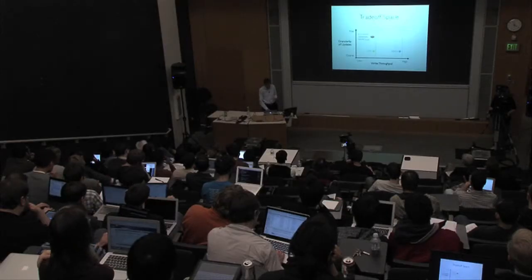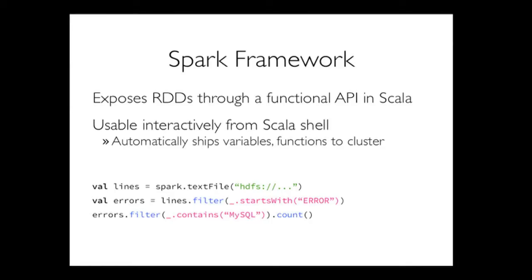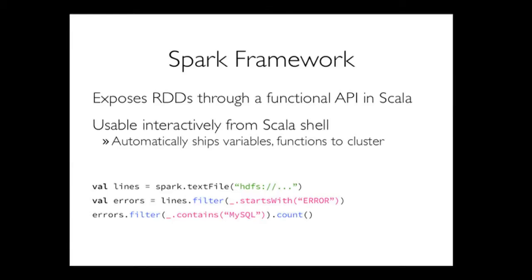That's the RDD model. We implemented the model in a system called Spark, and I'll talk a little bit about that as well. Spark lets you manipulate RDDs through a pretty concise functional programming interface in Scala. Scala is basically functional programming on the Java VM. And we support Python and other languages now, too. One of the cool things we did is that you can use it interactively from the Scala shell. You pass it a function, and we ship that function and all the variables it depends on to the cluster.